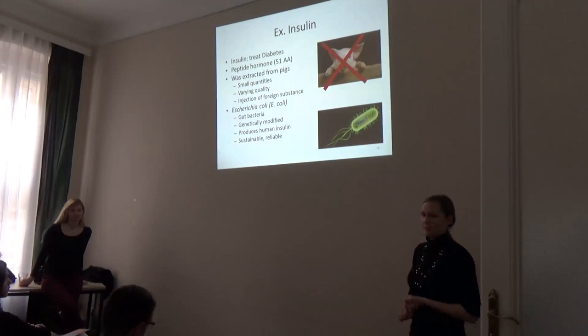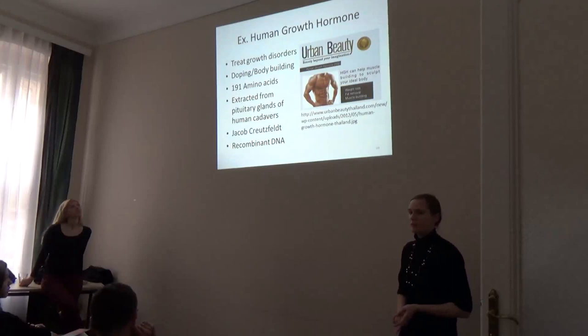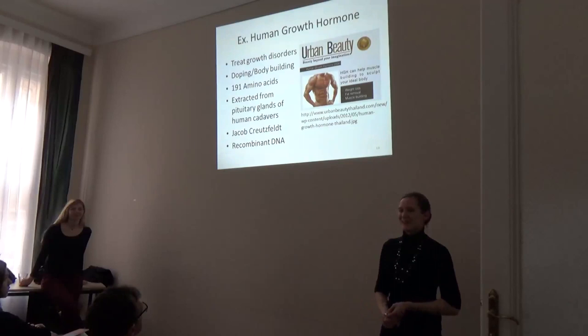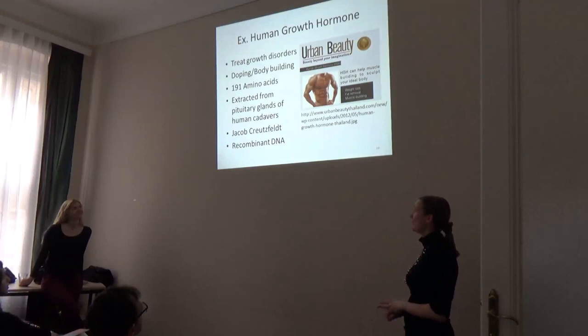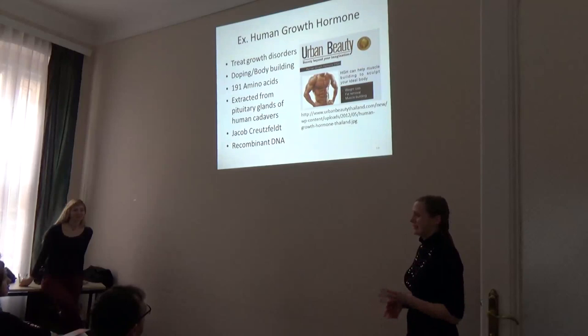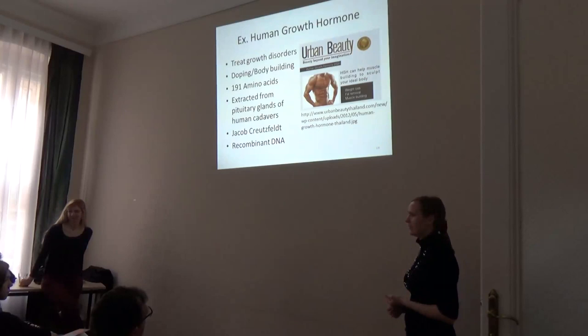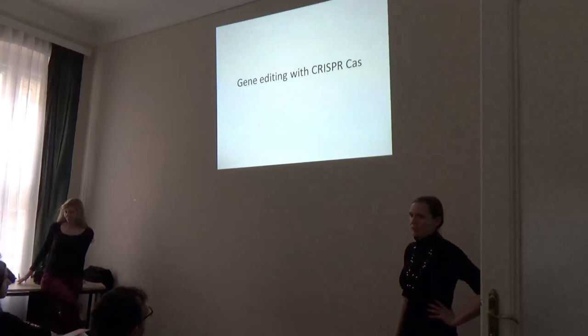Another example would be the human growth hormone, which is used to treat growth disorders, but also for doping and bodybuilding. It's made from 191 amino acids, and it was earlier extracted from the pituitary glands of human cadavers, which leads to an increased risk of contagion with Creutzfeldt-Jakob disease, which is the human form of mad cow disease. But nowadays this can also be produced by recombinant DNA technologies.